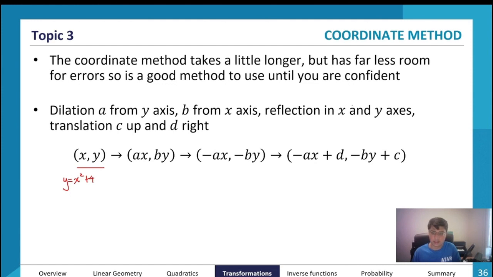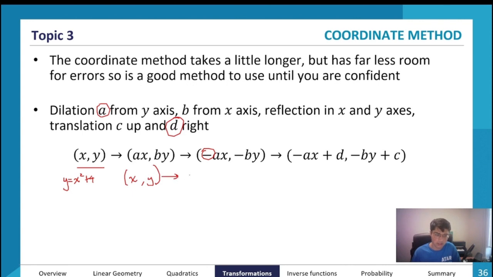Then if we want to reflect it in the x and y axes, we put a negative sign out the front and that'll invert every value, so you'll get a reflection in the x-axis and the y-axis as well. And then the final thing is if you want to translate by an amount c up and an amount d right, or in the event that you want to translate down and left, you would do minus d and minus c. So you can pick and choose which transformations you want to do.